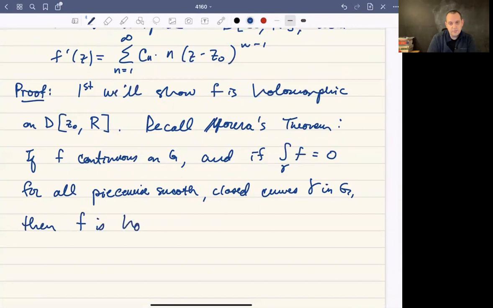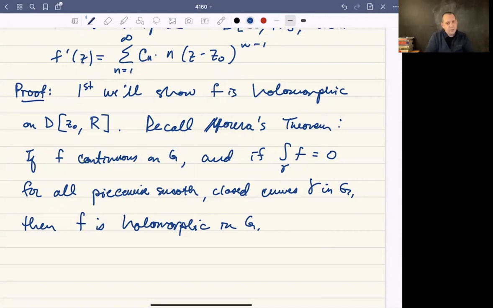Okay, so this is something that we talked about back in chapter 5. I don't remember exactly what theorem it was, but it was in there. So this is something that we've seen. So we're going to use that. We want to obviously show that something is holomorphic. So we're going to first show that it's continuous. And then after that, we'll talk about why the integral is 0 for all piecewise smooth closed curves.